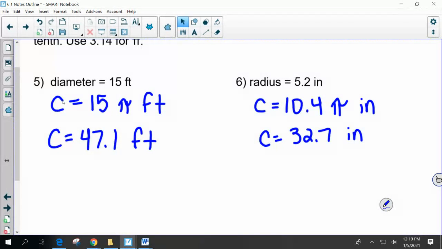Okay, so the next thing we are going to look at is area. So you have another formula to write down for area.